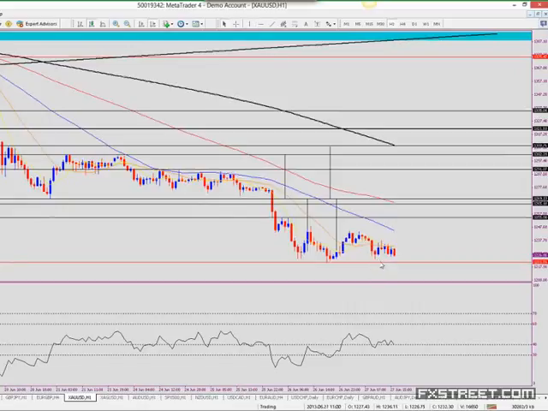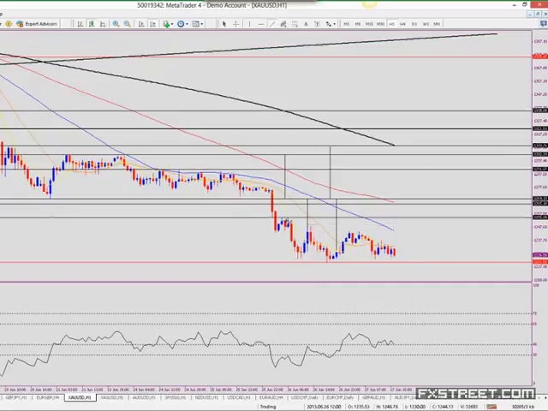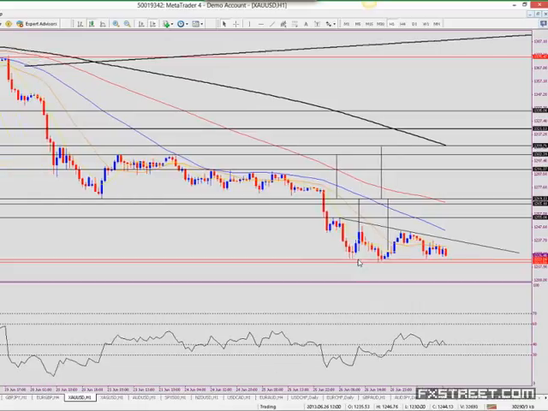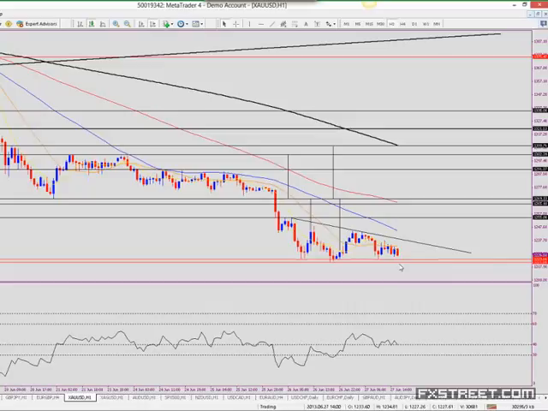And let's take a look at this one then. This little consolidation here. Slightly lower highs. The low is pretty much the same. So now if it breaks below 1221, look for it to go to 1200.